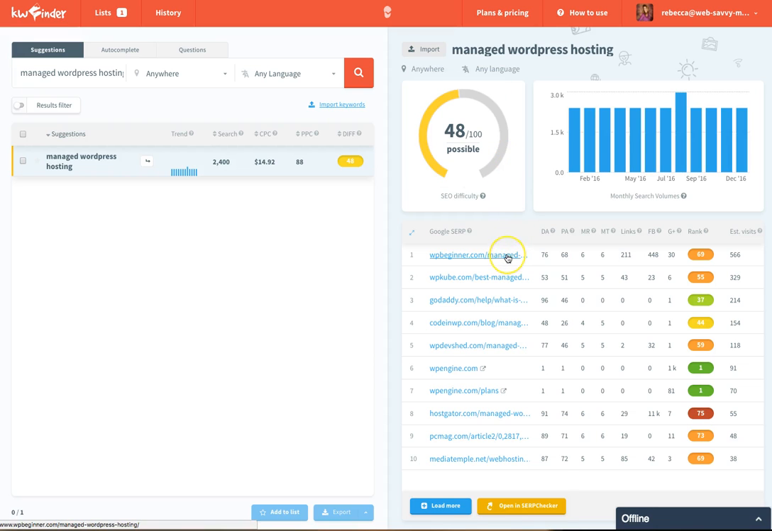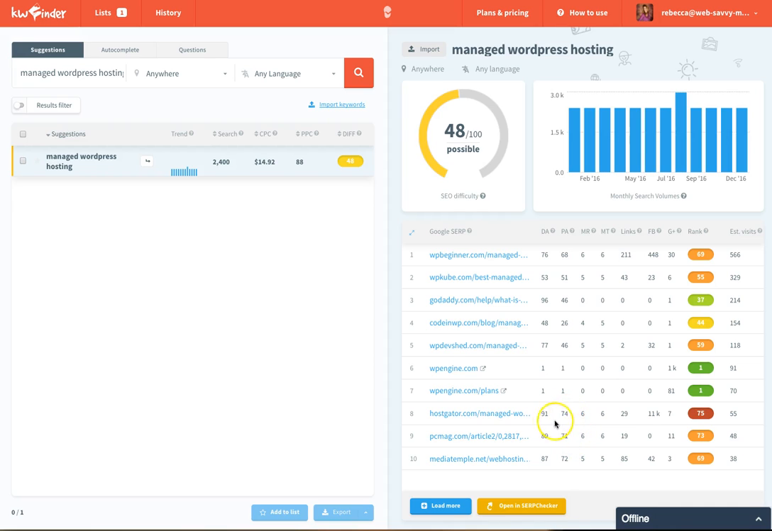who's ranking on page one. WP Beginner is ranking on page one. They have a domain authority of 76, which is very good. Not quite as good as GoDaddy's of 96. The page authority for this is 68, which is why they're at the top versus these other guys.